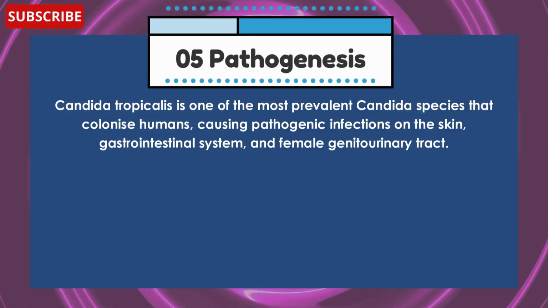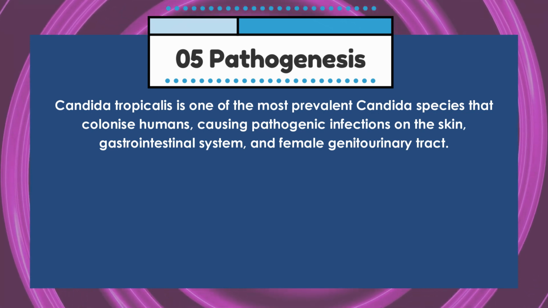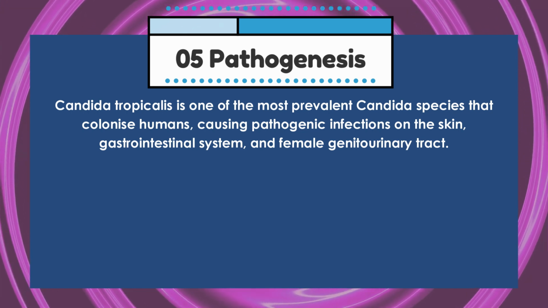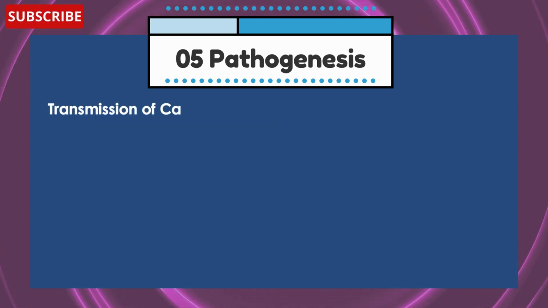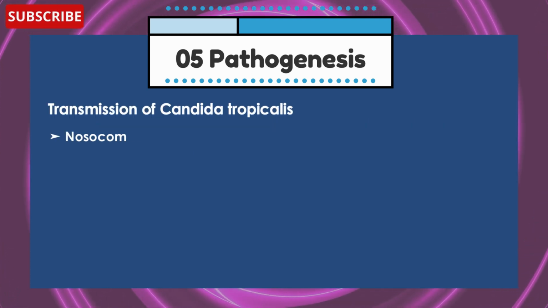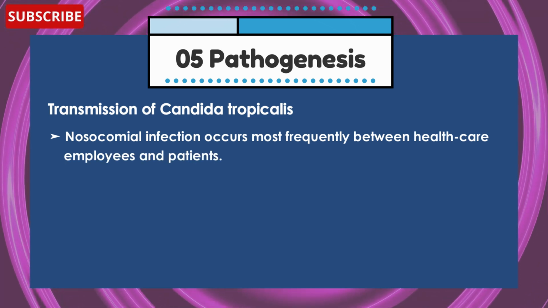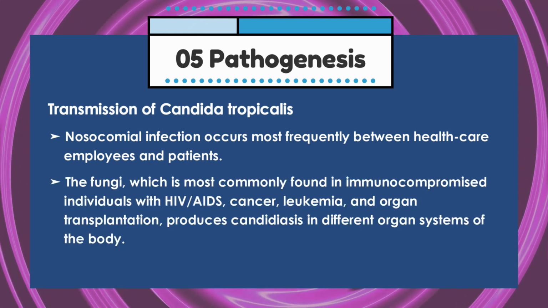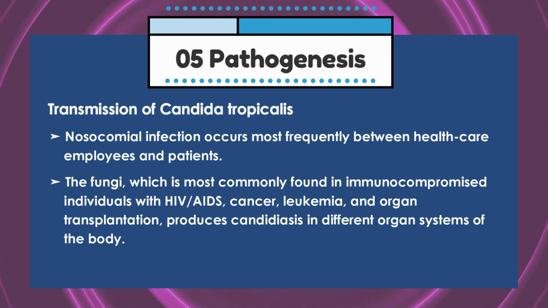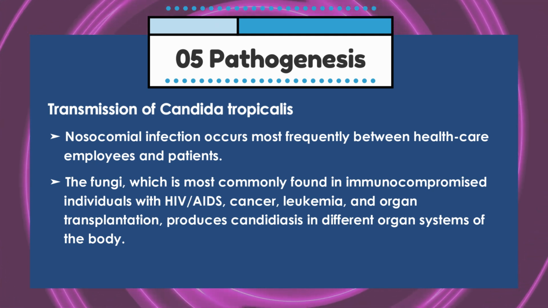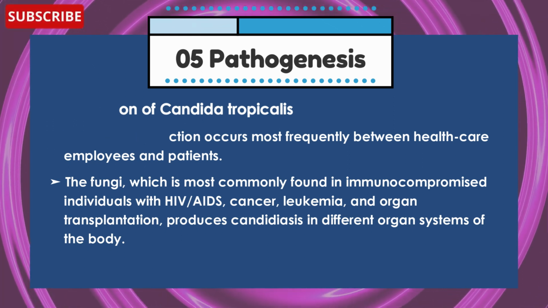Candida tropicalis is one of the most prevalent Candida species that colonize humans, causing pathogenic infections on the skin, gastrointestinal system, and female genitourinary tract. Transmission of Candida tropicalis. Nosocomial infection occurs most frequently between healthcare employees and patients. The fungus, which is most commonly found in immunocompromised individuals with HIV, AIDS, cancer, leukemia, and organ transplantation, produces candidiasis in different organ systems of the body.